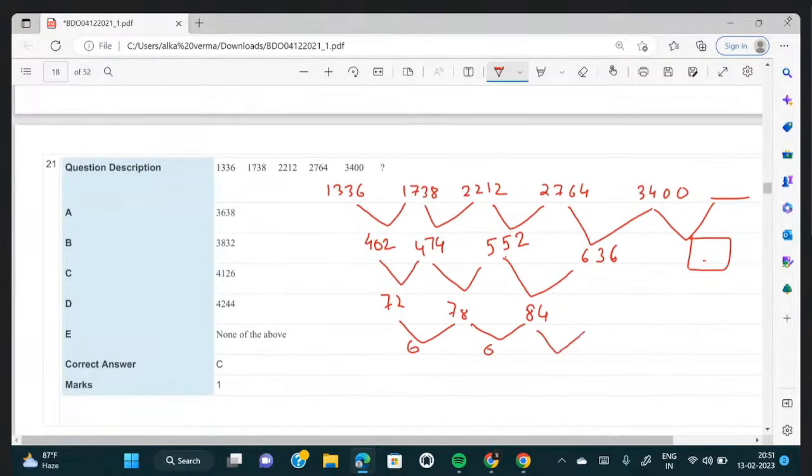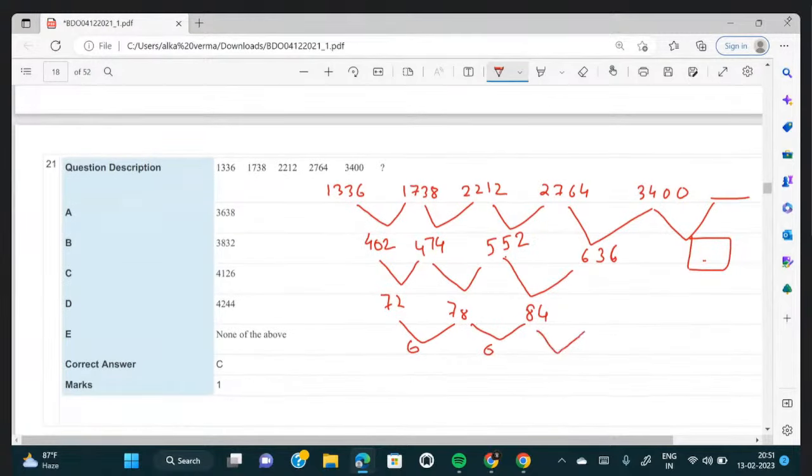So basically you have to see whether the difference is small or the difference is big. If the difference is big, then you have to jump like multiplication. If difference is small, then you have to find the difference. Now, statement and course of action. Question number 22. Let us see.